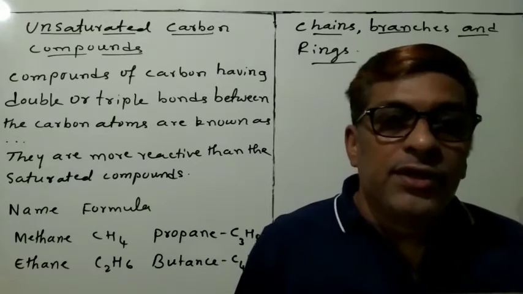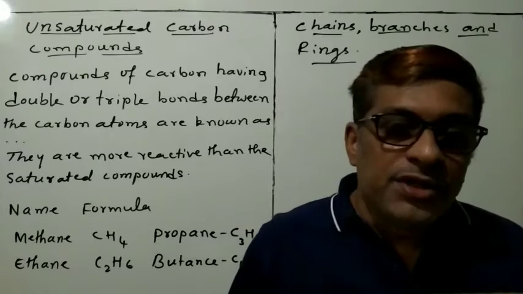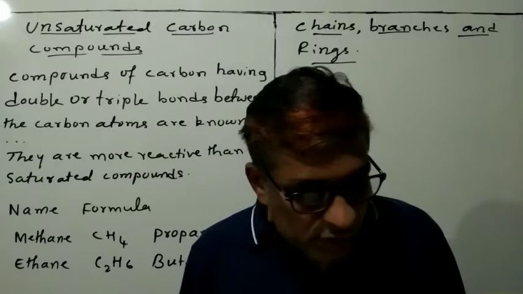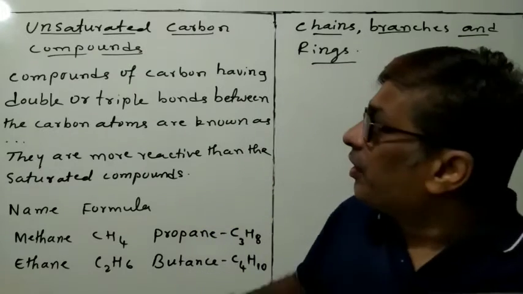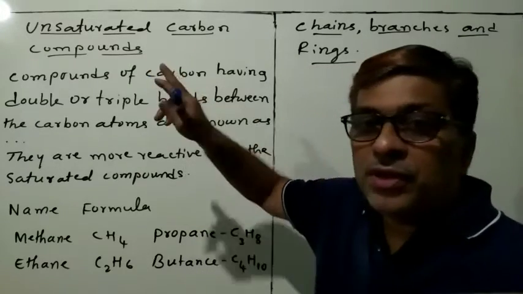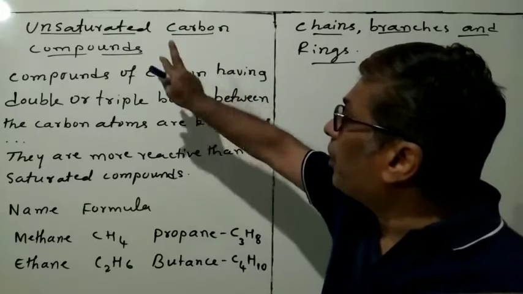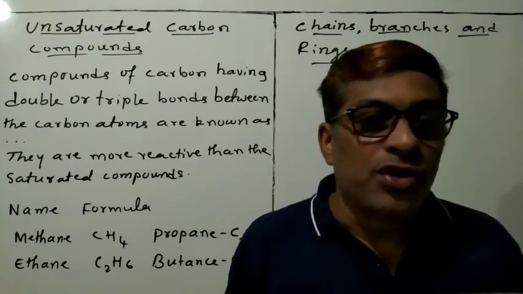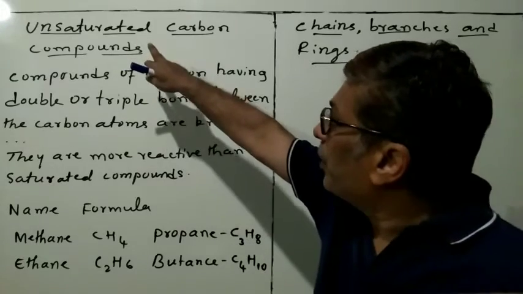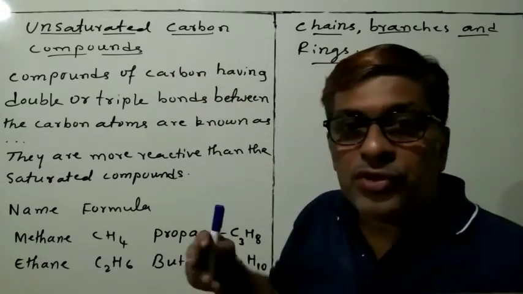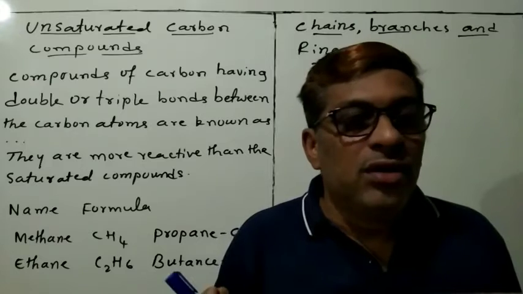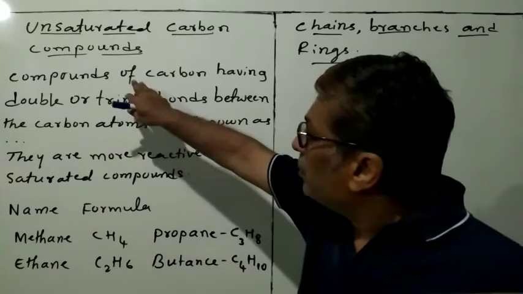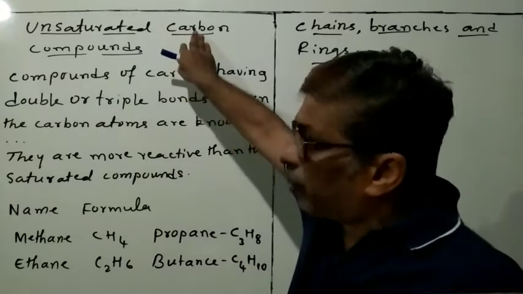Standard 10th, subject Science, chapter 4, carbon and its compounds. So dear students, in the last video we discussed saturated carbon compounds, their structure and electron dot structure. And today we will see unsaturated carbon compounds, their electron dot structure as well as carbon compounds. See, what about the unsaturated carbon compounds?